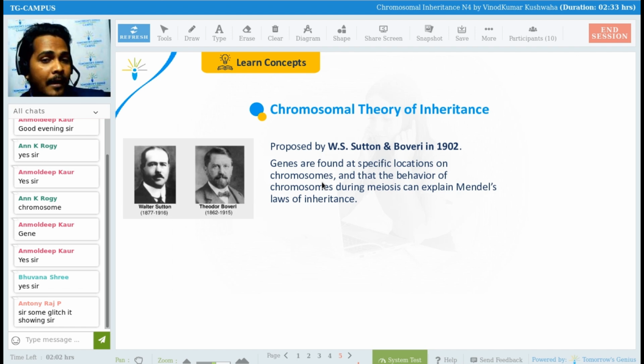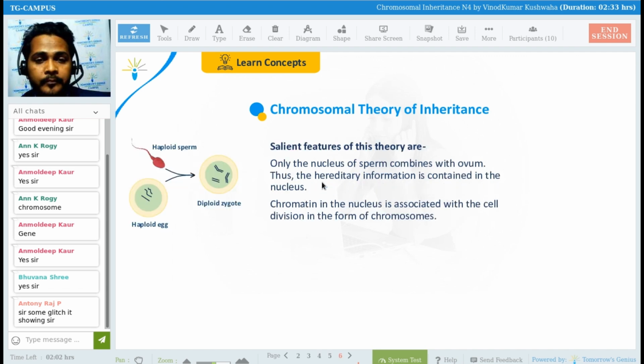They said that genes are found at specific locations on the chromosome, and that the behavior of chromosomes during meiosis can explain Mendel's laws of inheritance. Clear? So this is the initial introduction regarding the chromosomal theory of inheritance. Now, what are the salient features, or the important features, of this theory?